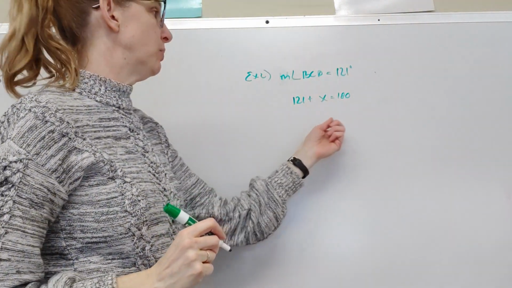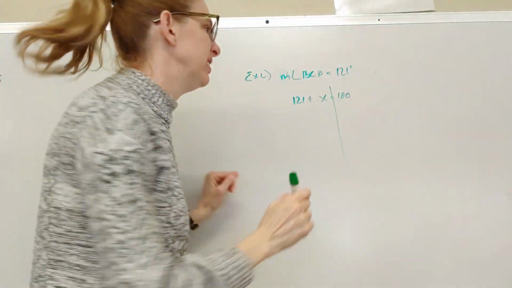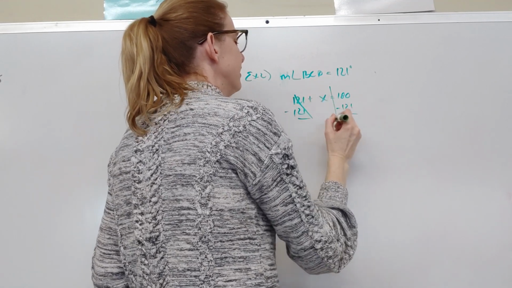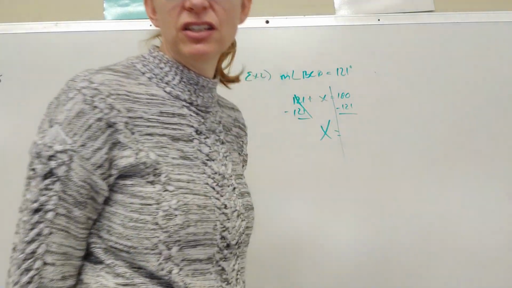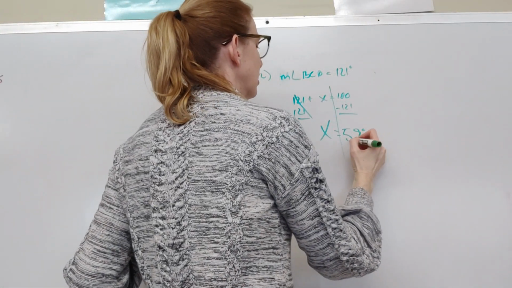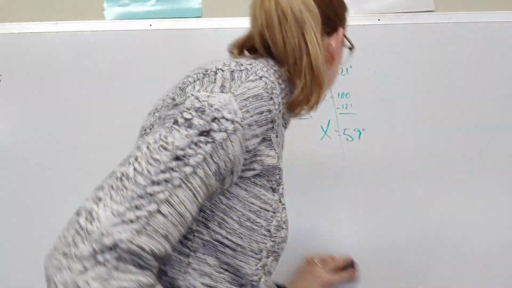So this is like any equation. Okay, if I've only got one variable, I know I can solve it. So minus 121 from both sides. You're basically just subtracting it from 180, and you're going to get 59. Okay? All right, let's look at quick check 2.